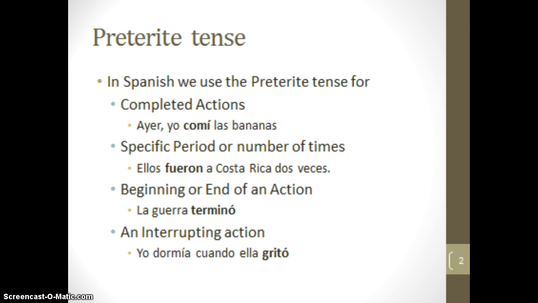Ellos fueron a Costa Rica 2 veces. They went to Costa Rica 2 times. Okay? The beginning or end of an action. La guerra terminó. The war ended. Or an interrupting action. Yo dormía cuando ella gritó. I was sleeping when she screamed. Okay?